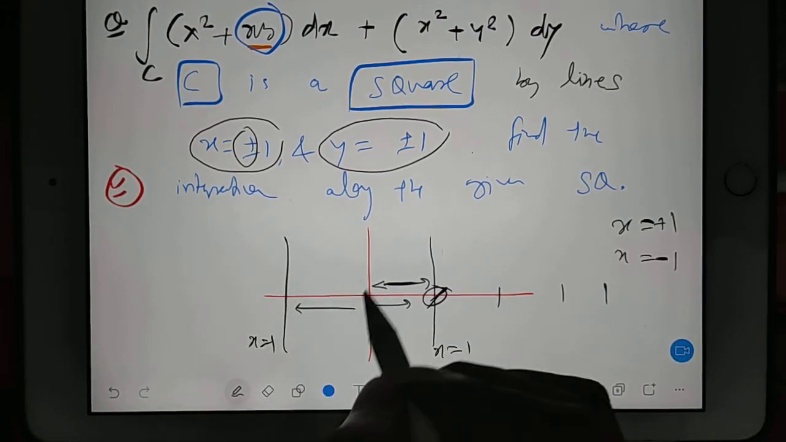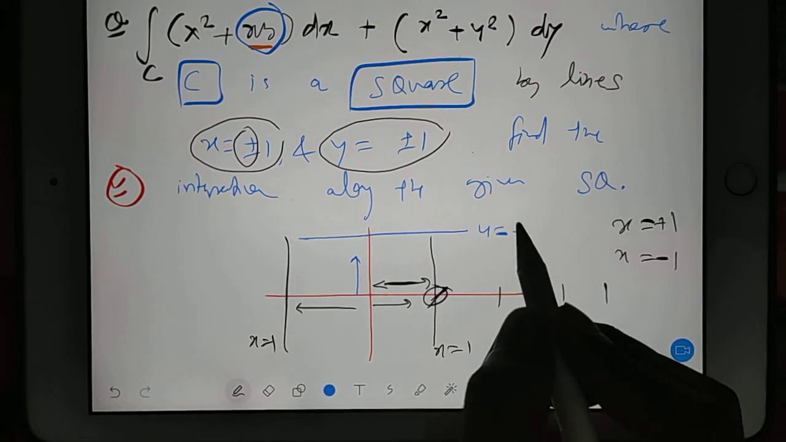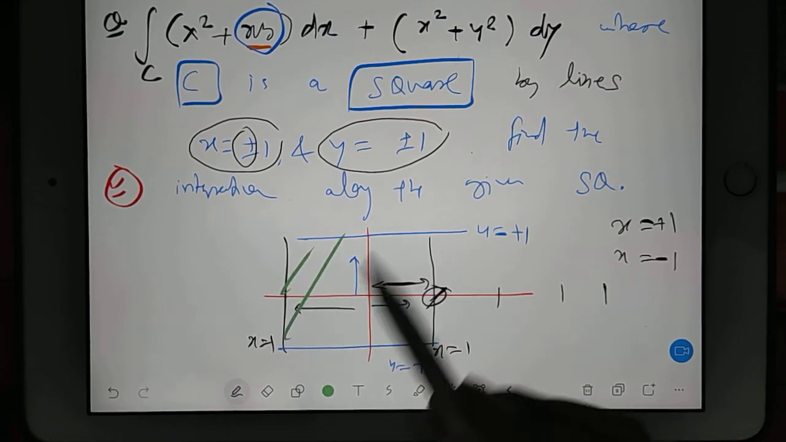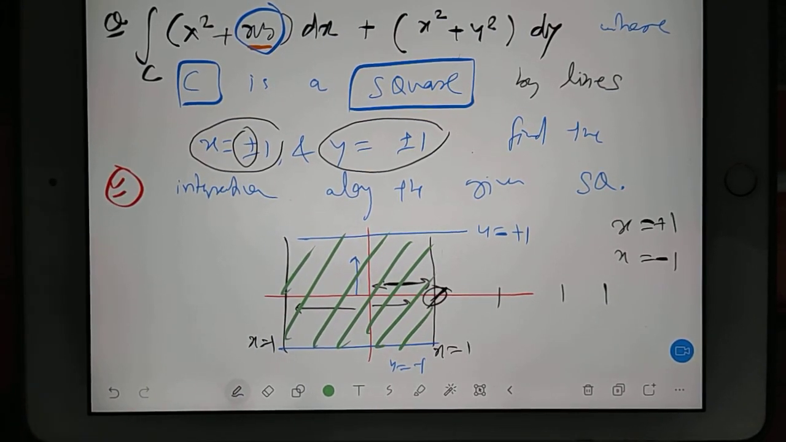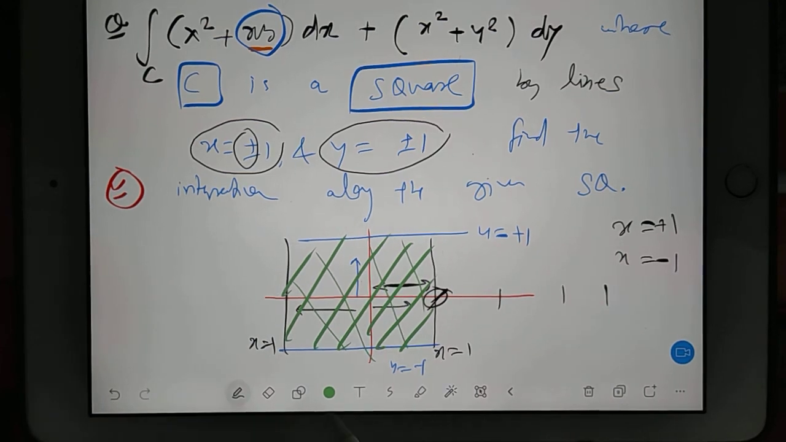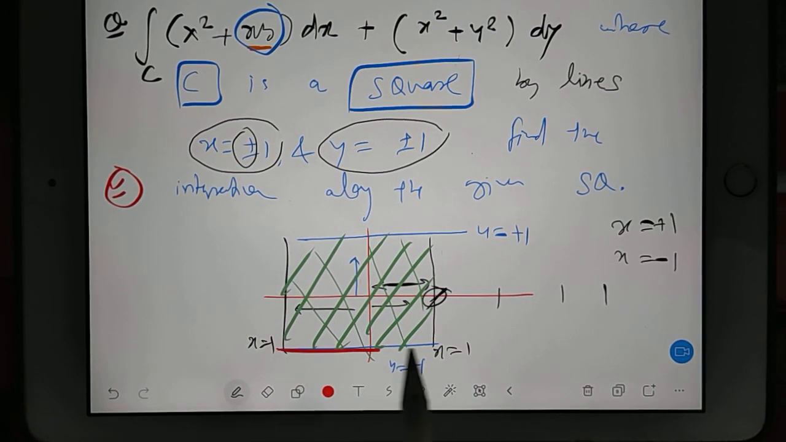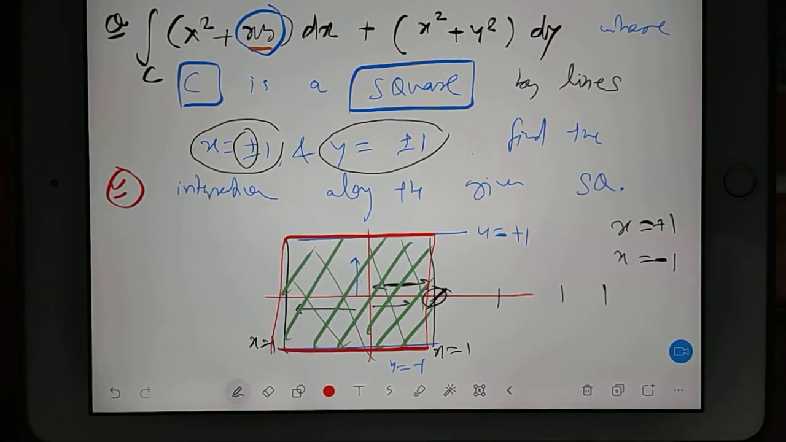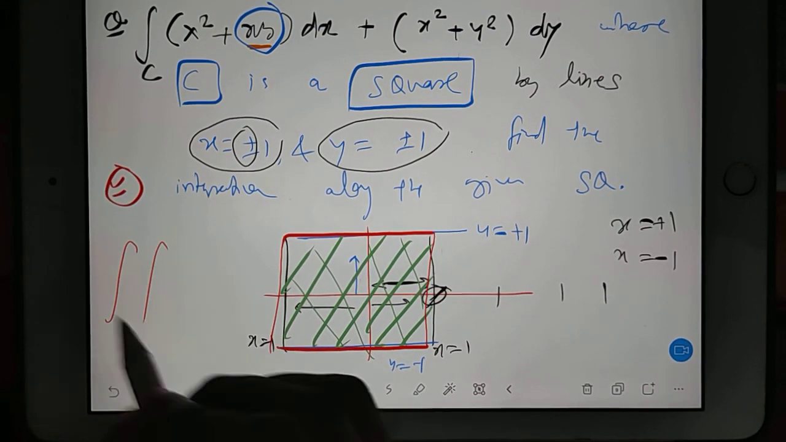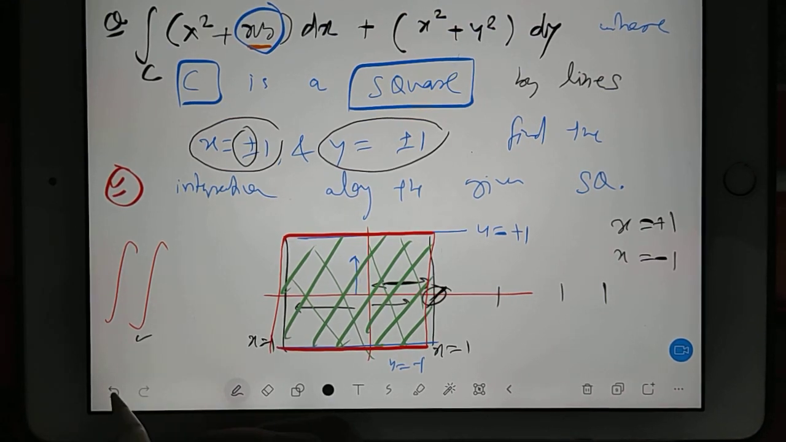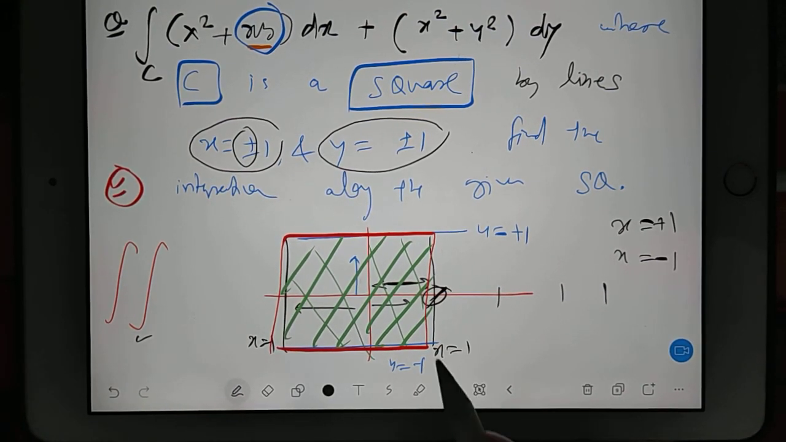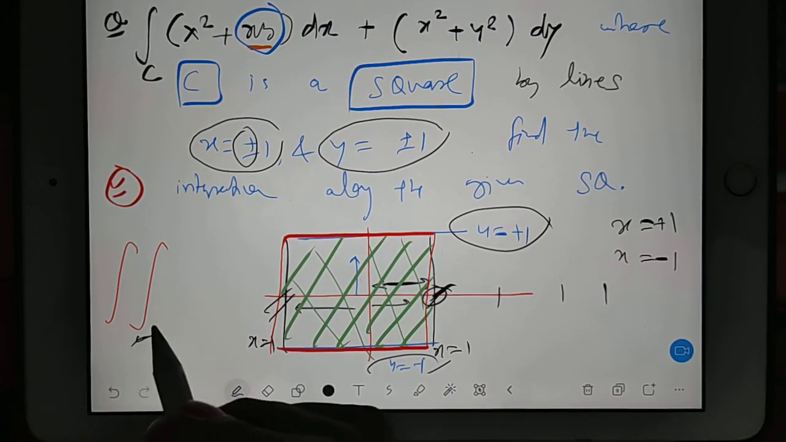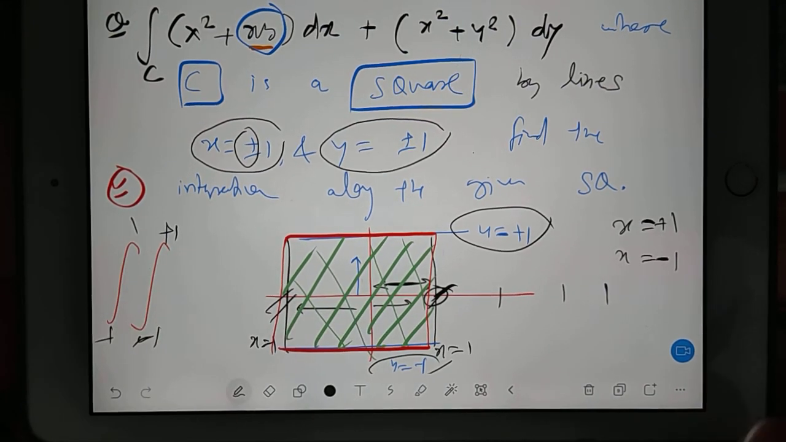In the same way, when you go up, you get the line y equal to plus 1, and here y equal to minus 1. You can see the closed area here, and for this curve we have to calculate. Since you have two integrations, one integration will be for y. The limit of y is minus 1 to 1, and the limit of x is again minus 1 to 1. This will be our limit.